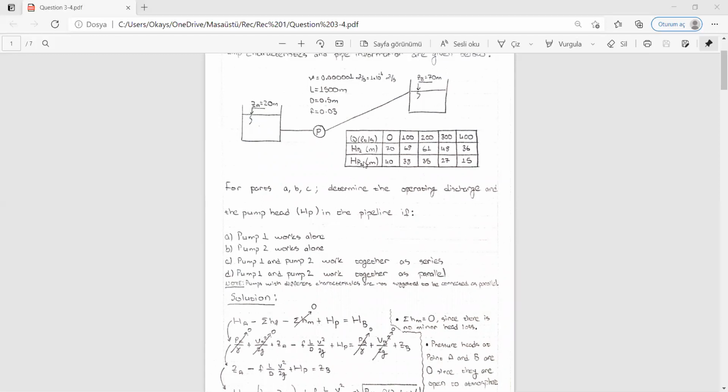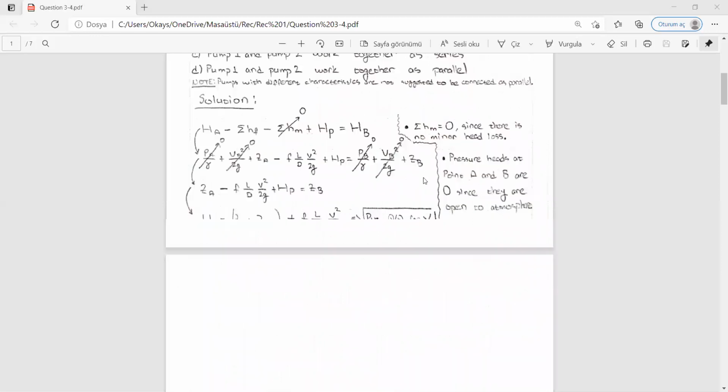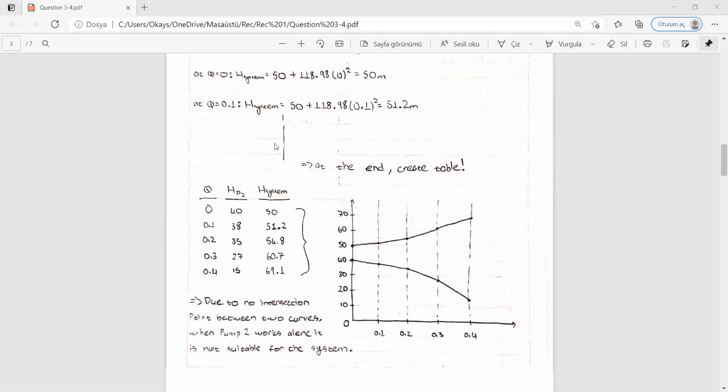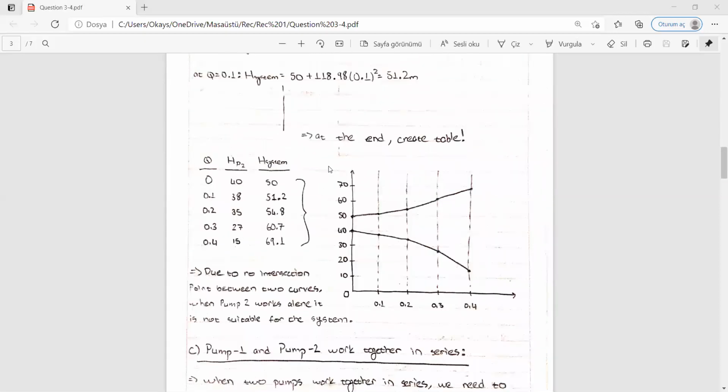And if you look at these pump head values, 40, 38, 35, 27, and 15, I bring these values for this much discharge and directly put them here, okay? And these came from the equation, as I said, since we are using the same discharge values and the same equation that we derived from the energy equation, the values are the same.